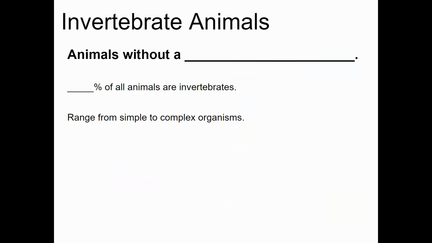All right, so let's start with invertebrate animals. Invertebrate animals are animals without a backbone or spinal column. Actually, 95% of all animals are invertebrates. Even though if I asked you to think of an animal, most likely you're thinking of a vertebrate, probably a mammal, actually 95% of animals that have been discovered on Earth and named as species are invertebrates.